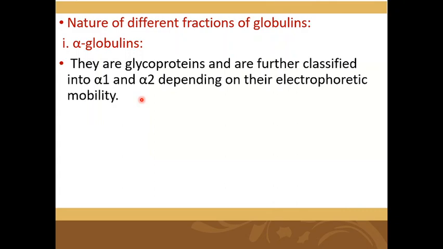But you just see, it is a glass slab. On the glass slab, a gel is solidified. And then the sample is inserted with the help of a capillary tube. And in the apparatus, it is inserted in the upright position.